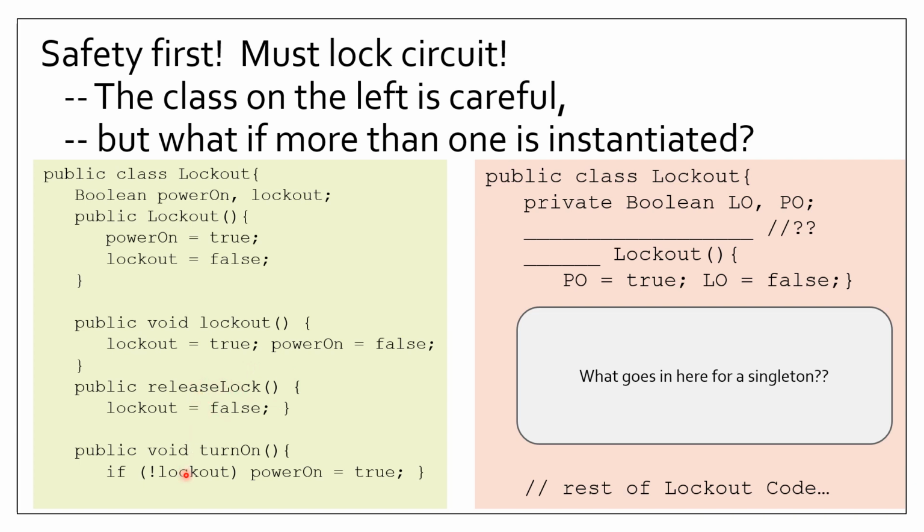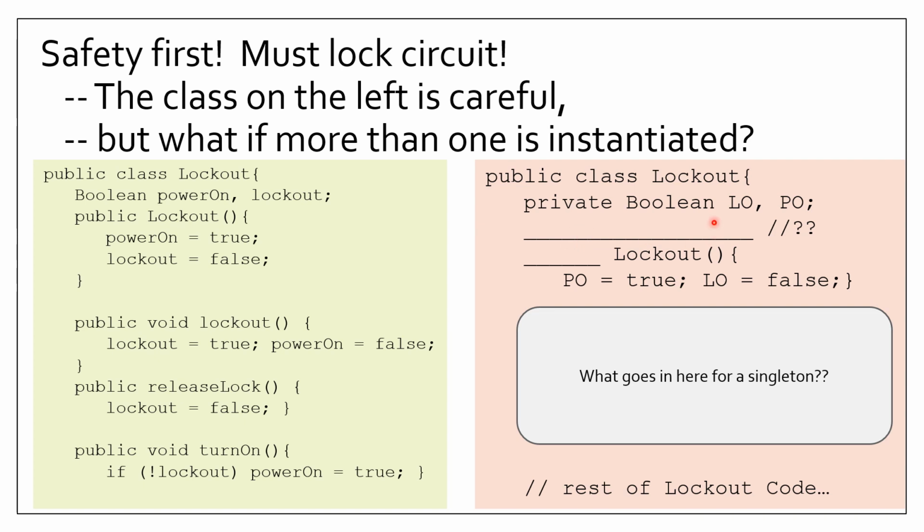Now here's what it takes to turn on the power. If we want to turn the power on, we check to see if it's locked out. If it's not locked out, we'll turn it on. But if lockout is true, that means someone's working in there and we don't want to do that. Well, this is not a good application, because if we had two copies of these, they could have their own copies of power on and lockout, which could lead to a catastrophic situation.